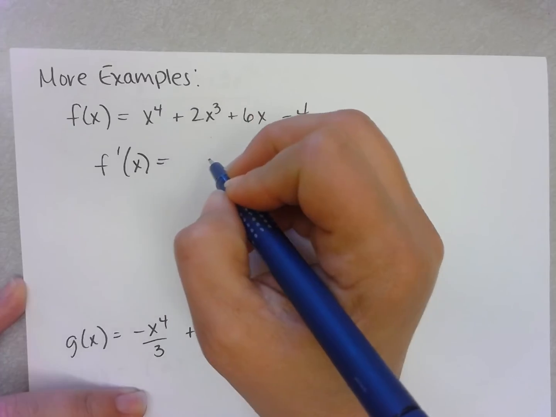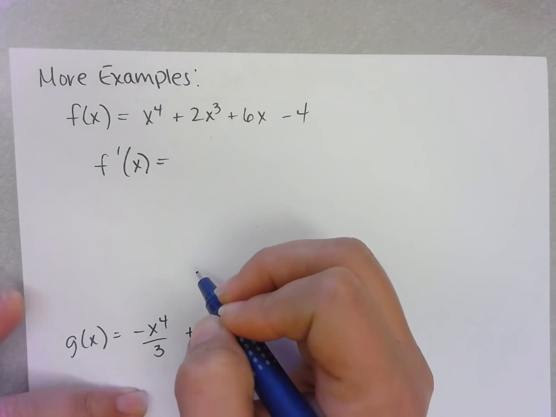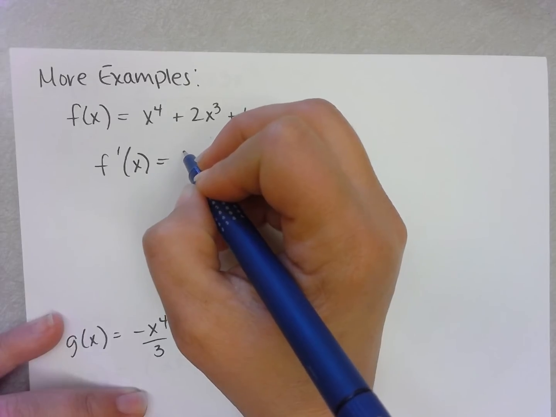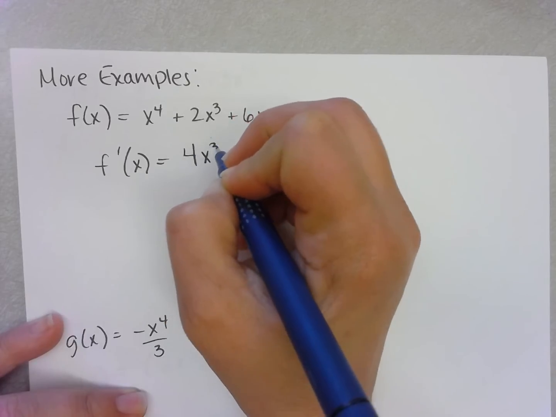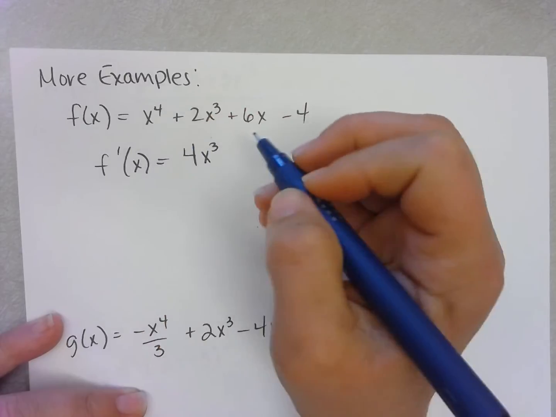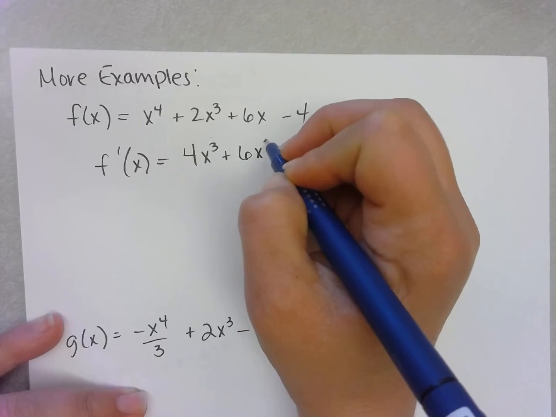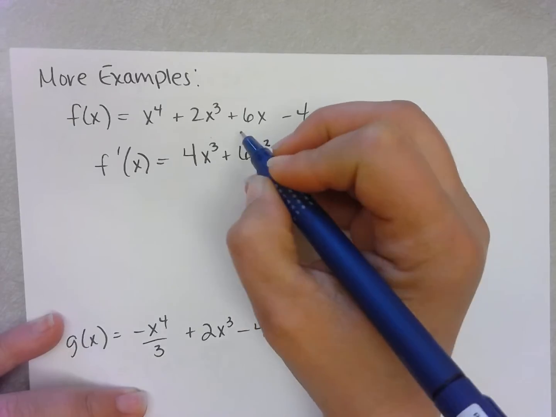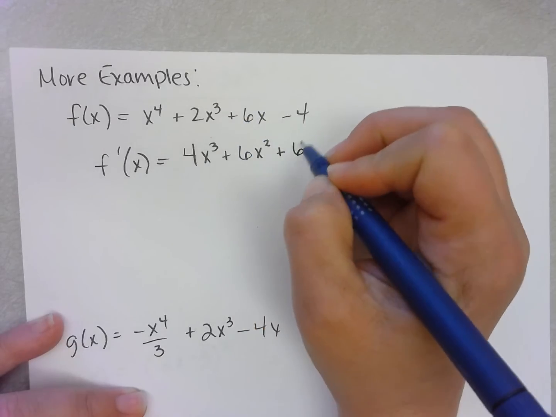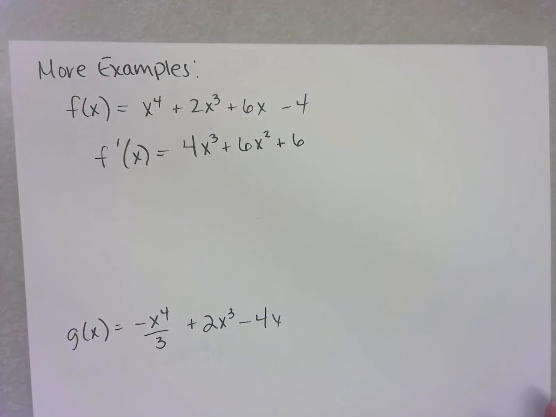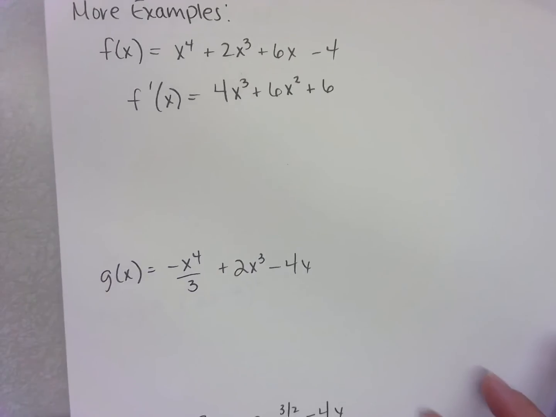Okay, I'm getting a little bit faster at these, so I'm not going to write maybe every step. If you need to, then you do it. But this will be 4x cubed, the derivative of x to the fourth, plus 2 times 3 is 6x squared, plus, then this is our special case, this is 6. The derivative of negative 4 is 0, so we don't write it. So I have my f prime. It makes it so much simpler.